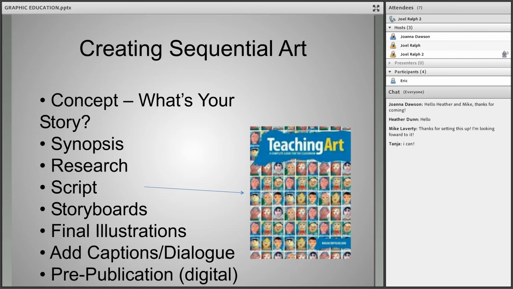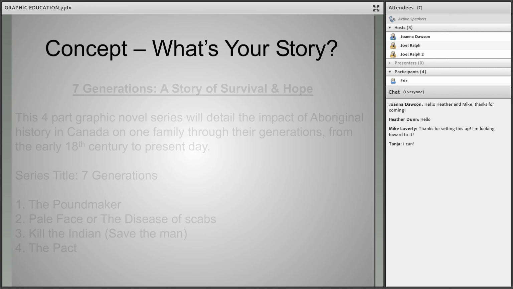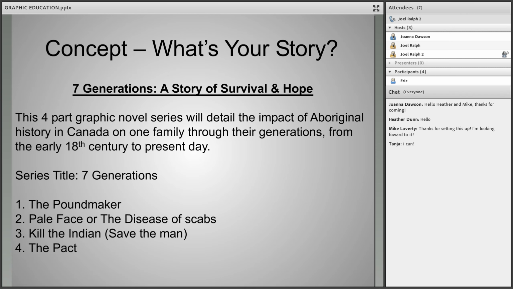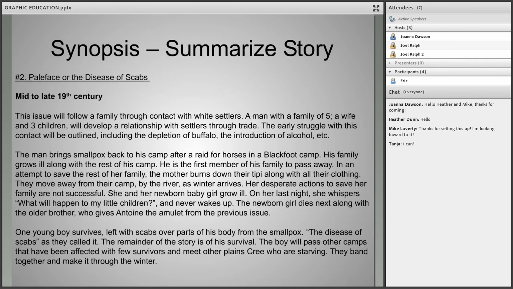So as history teachers, having students develop comic books based on a historical figure would teach them about history, but would also do a whole ton of other stuff. So quickly going through what a concept looks like. Here's my original concept for 7 Generations. As you can see, it's a very high-level summary of what the series is going to be about. By the way, if anybody wants this presentation, I can email it out afterwards.